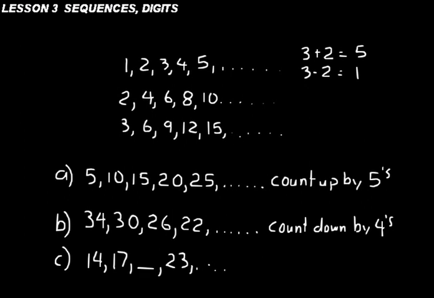Let's do one more problem on sequences. On this one, you have to find the rule, and then you also have to find the missing number. So find the rule first, then figure out what the missing number is. It looks like you're counting up by 3s. If you had 14 plus 3, that would be 17. Plus 3 would be 20. Plus 3 would be 23. So that missing number is 20 in that sequence.